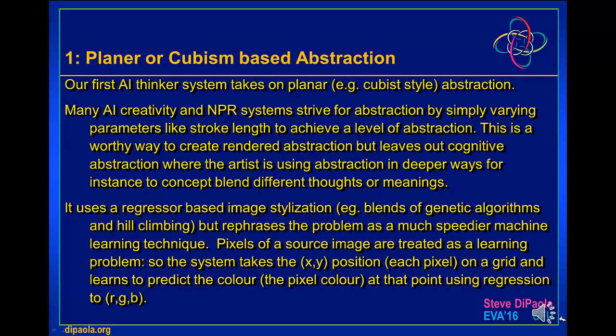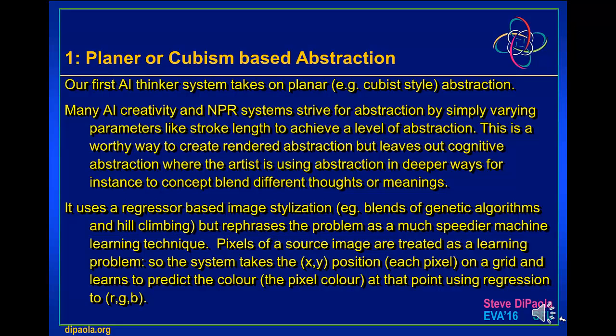So let's look at the three different techniques. The first one is a planar or cubist based abstraction. Many AI and NPR systems abstract at the painterly level. They just vary the stroke length and some of the other variables. This is a reasonable way to do things, but it surely isn't in the mind of the painter. You can't get Picasso level abstraction just by varying things. So our system is more advanced.